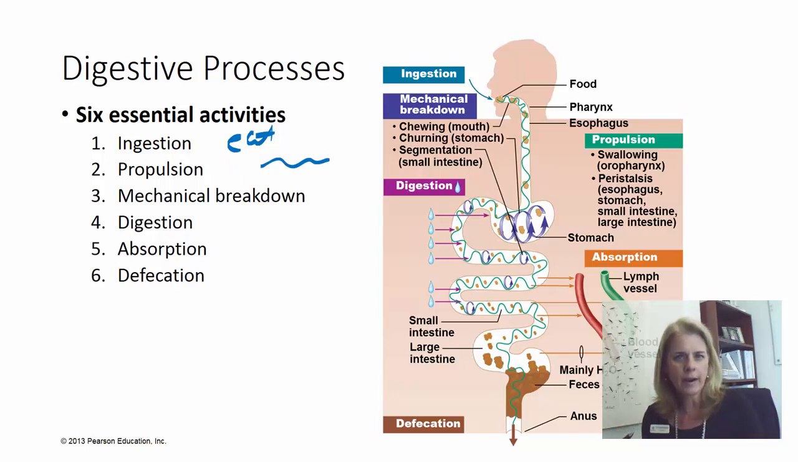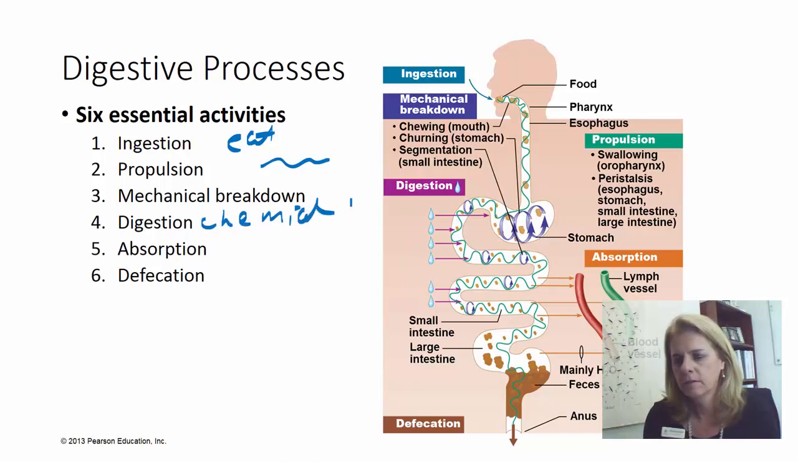There's mechanical breakdown, so think churning and stirring and grinding. There's chemical breakdown. That's the digestion, that's the actual breaking down using enzymes. There's absorption, taking the nutrients from the small and large, or usually from the small intestine, into the bloodstream so that your body can use it. And then defecation, which is the elimination of the waste.